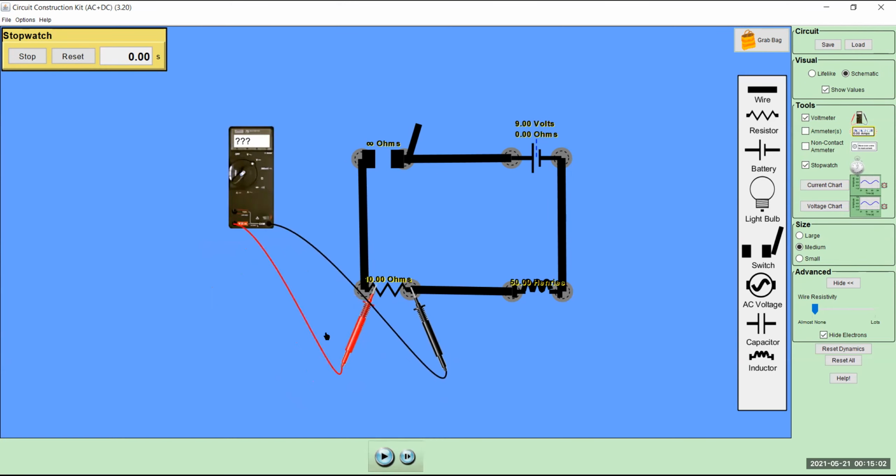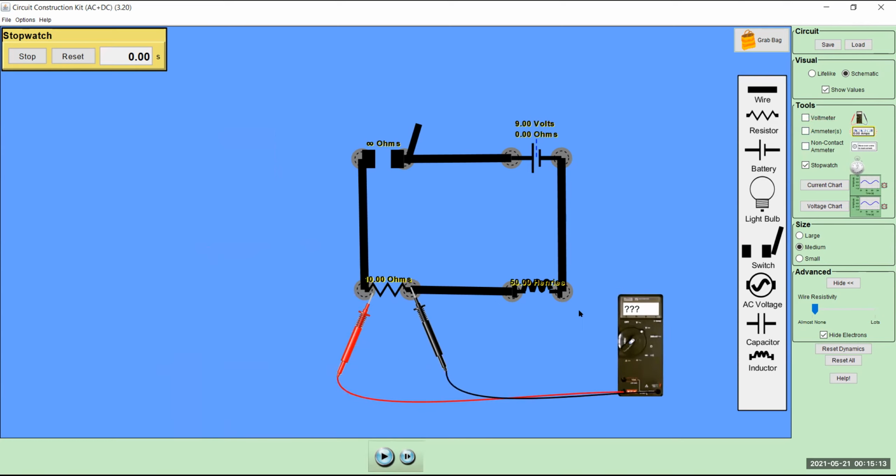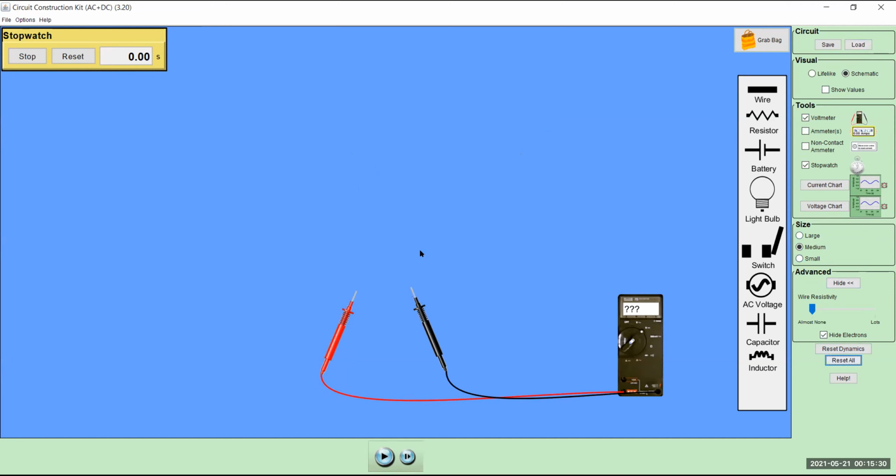Can we move this? As long as we don't have a voltage in here, that is a terrible problem, okay? So let me remove the voltmeter. It's not even removed. Cannot even remove it. When you have a situation like that, it's a good idea. Can we reset everything? Reset all. Yes.